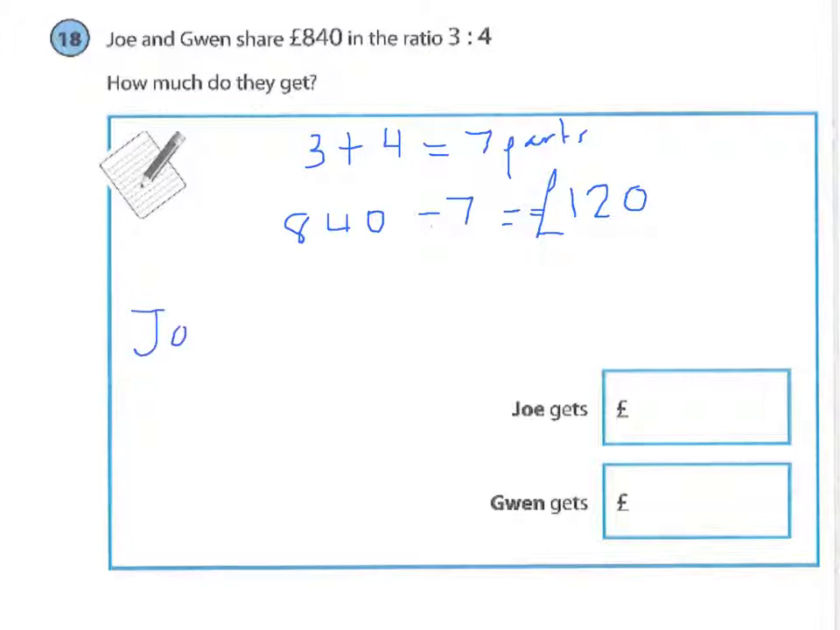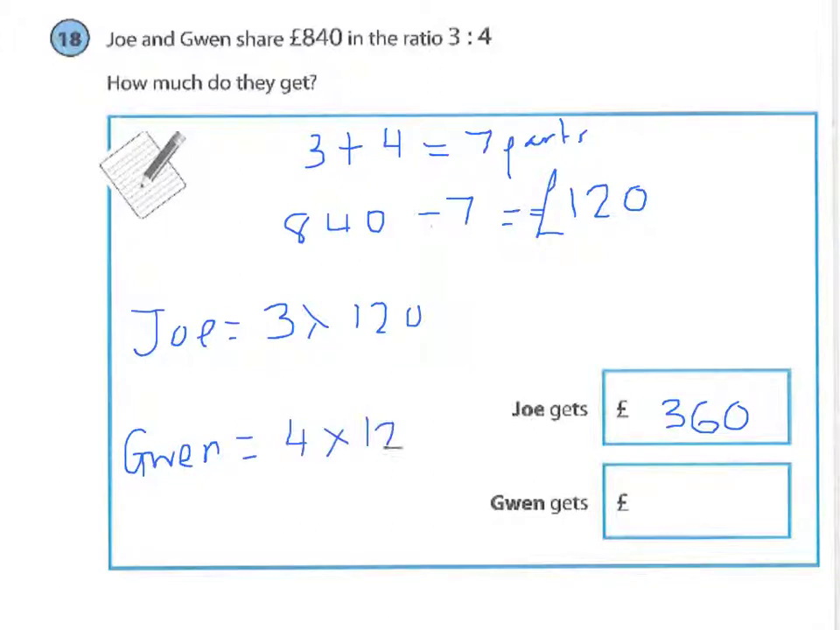Now, what that means is Joe is going to get 3 parts, because his name was mentioned first, and 3 is the first number in the ratio. So I do 3 times 120, and that means that Joe is going to get 360, and Gwen, who was mentioned second in the sentence, and her number is 4 in the ratio, she's going to get 4 shares, which is 4 times 120, which would be 480. Now, it's always a good idea to check these by adding both numbers up, and they should make the 840. These do, so we've done this right.